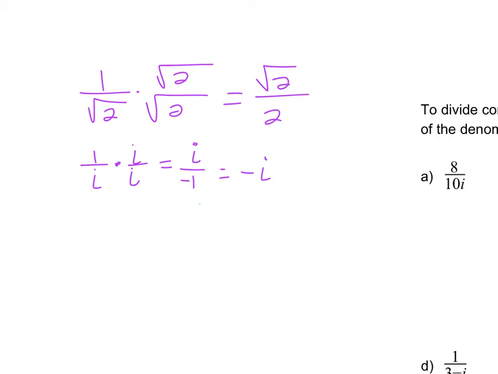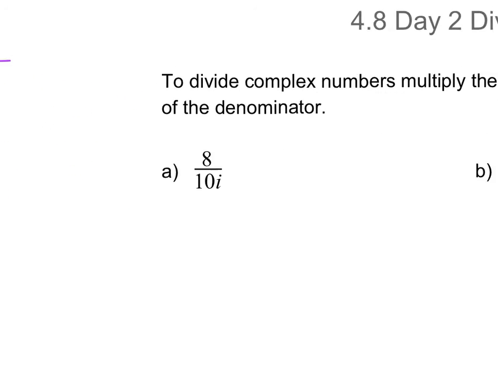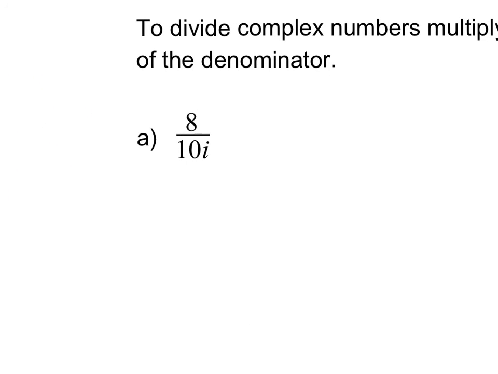Okay, so we don't want to leave the i's in the bottom. That's the main thing of this. No i's in the bottom. Okay, so for this, we're going to rationalize this. So first, let's get rid of that 8/10. We can make it a fraction, 4/5. I'm going to make it a little bit easier on this. So now this is 4 over 5i, and I need to rationalize the denominator. So I'm going to multiply it by i over i, because that'll get rid of my i in the denominator.